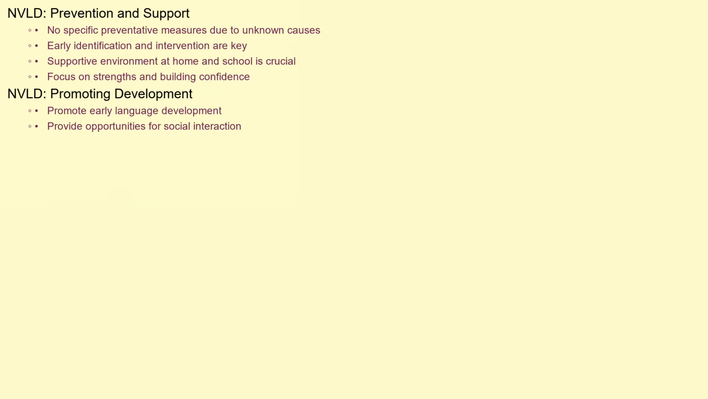Because the causes of NVLD are not fully understood, there are no specific preventative measures. However, early identification and intervention are key to mitigating the impact of NVLD. Creating a supportive and understanding environment at home and school can help individuals with NVLD develop their strengths and build confidence. Promoting early language development and providing opportunities for social interaction can also be beneficial.